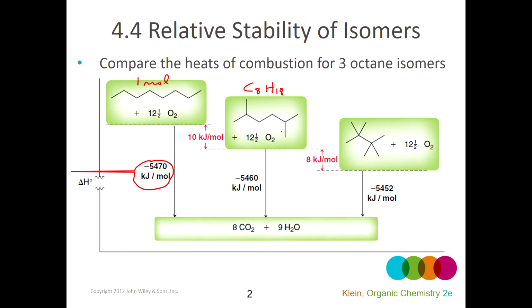But when I burn this one, it doesn't release as much energy. And when I burn this one, it releases even less energy. So that tells me about the stability of these individual starting compounds. Right? So if it's releasing more energy upon combustion, it must have started at a higher energy, a higher enthalpy, or higher potential energy, so it must mean it was less stable.